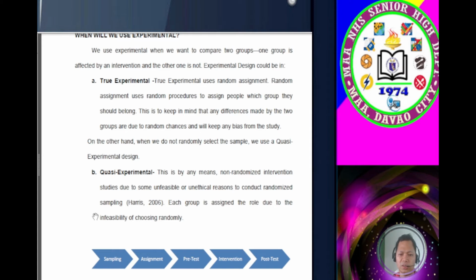Each group is assigned the role due to the impossibility of choosing randomly. Okay, so the only difference with true experimental is that quasi-experimental is non-randomized in applying your intervention because of some constraints. Later I will give an example so you can distinguish the difference between the two types of experimental design.